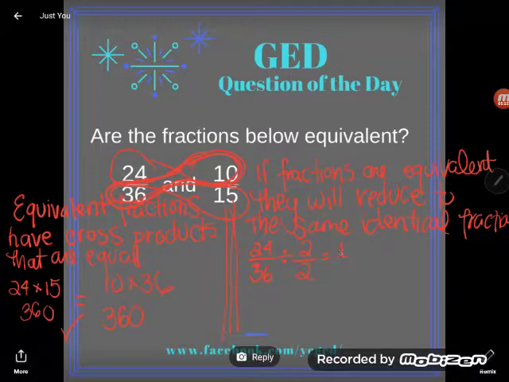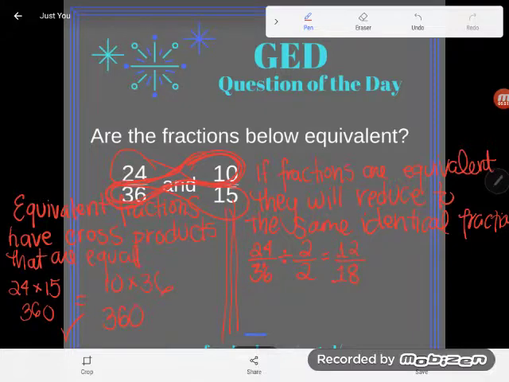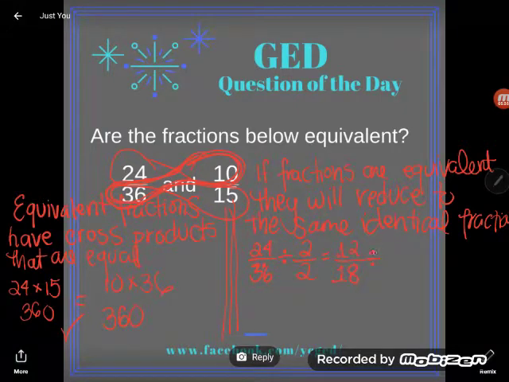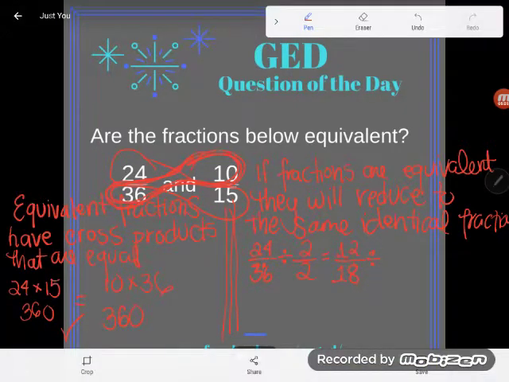So 2 goes into 24 12 times, and 2 goes into 36. Let's see, 2 goes into 3 once, remainder 1. 2 goes into 16 8 times. And once again, that's my little plug for sight division. I was using sight division right there, so I didn't have to use long division.